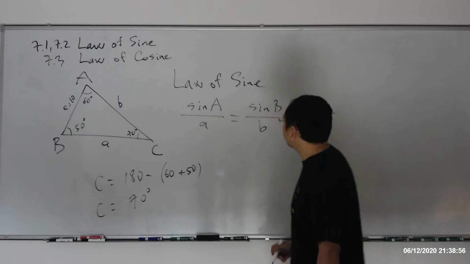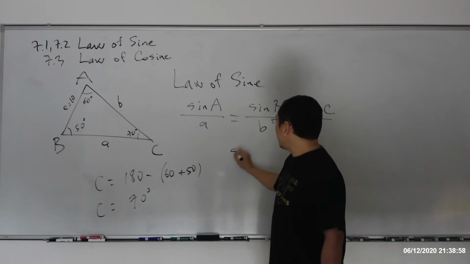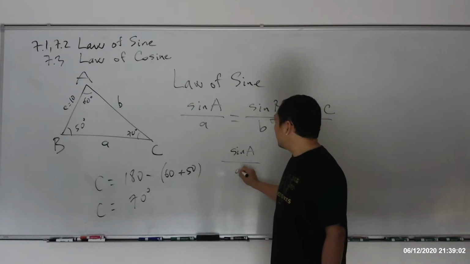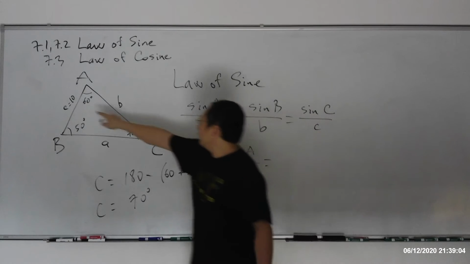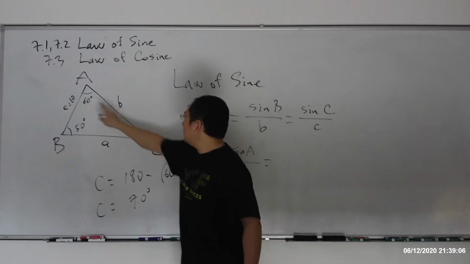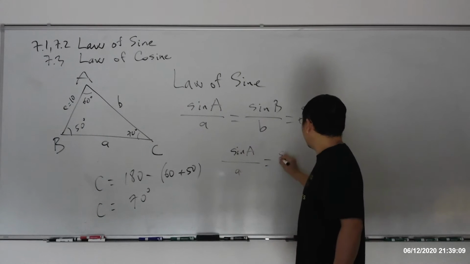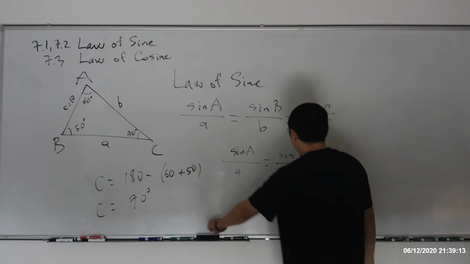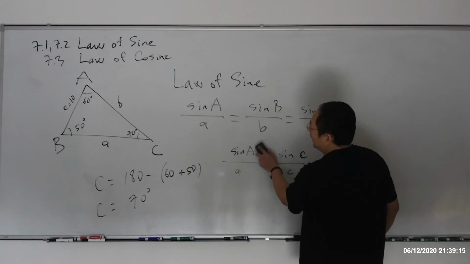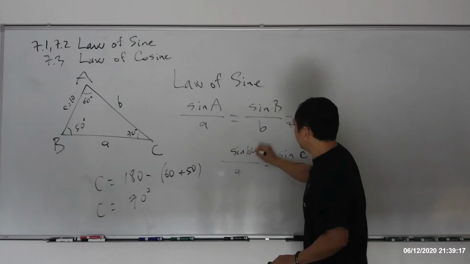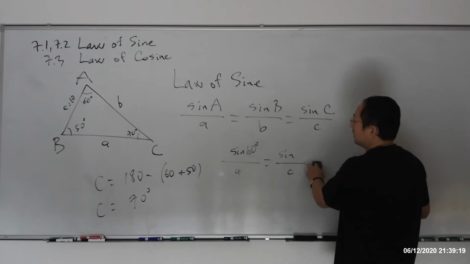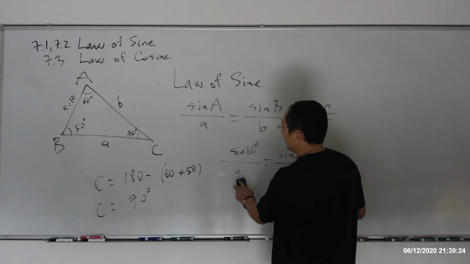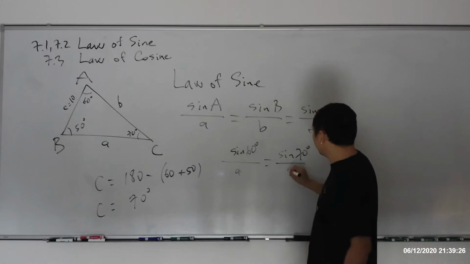So apply the law of sine. We get sine A over little a, which we don't know yet, equals sine C over c, and we know c already. Sine A right here, A is 60 degrees, and C is 70 degrees. And then a here we don't know, but c here we know, it's 10.